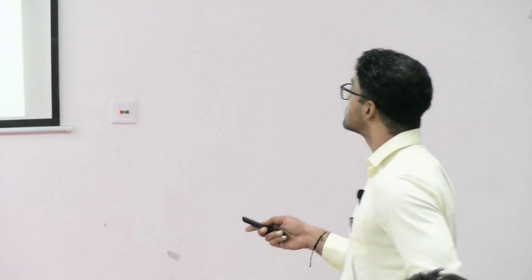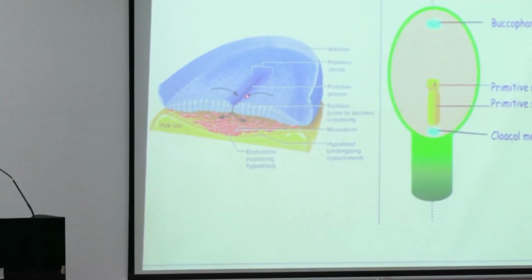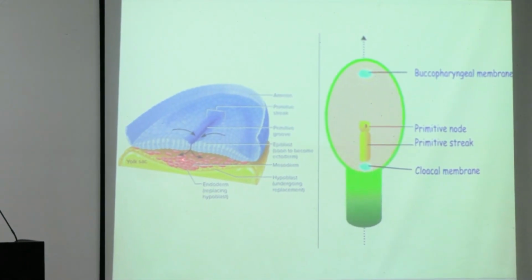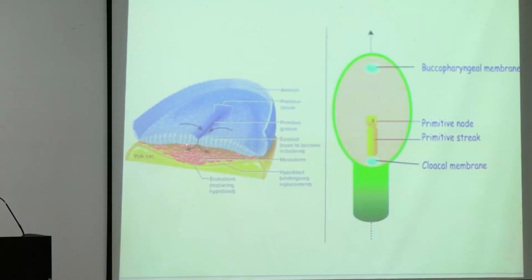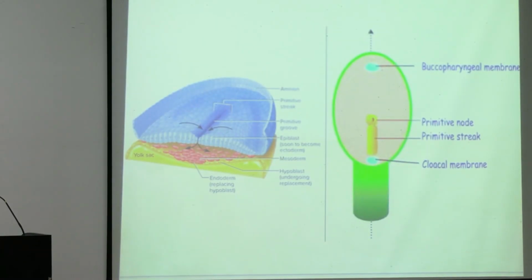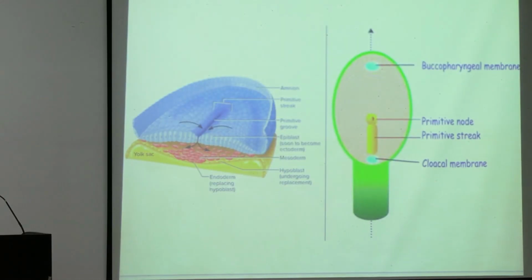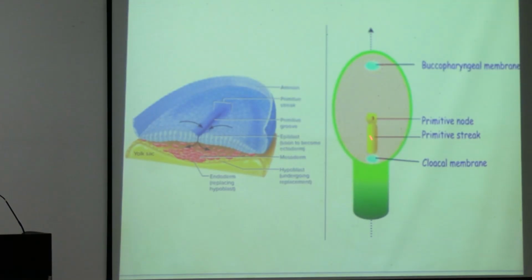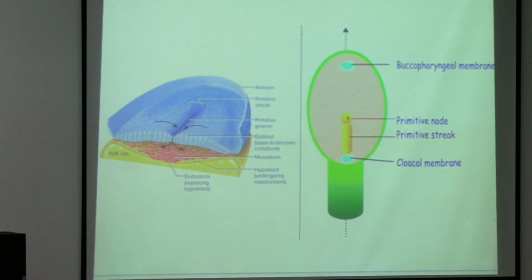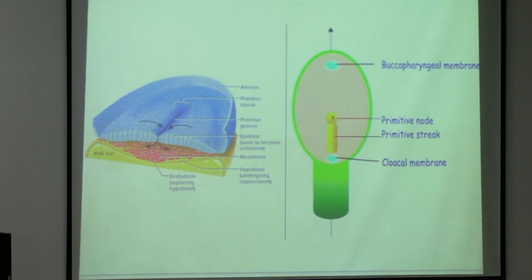So this is the entire thing. This is the primitive streak. Okay. And the cells are going inside. This is the mesenchymal area which is giving rise to mesoderm, and this is the endoderm which is replacing the hypoblast. So this is how it happens. This is the primitive node. The primitive node is the cephalic end of the primitive streak, and it indicates the head end, or the cephalic end.